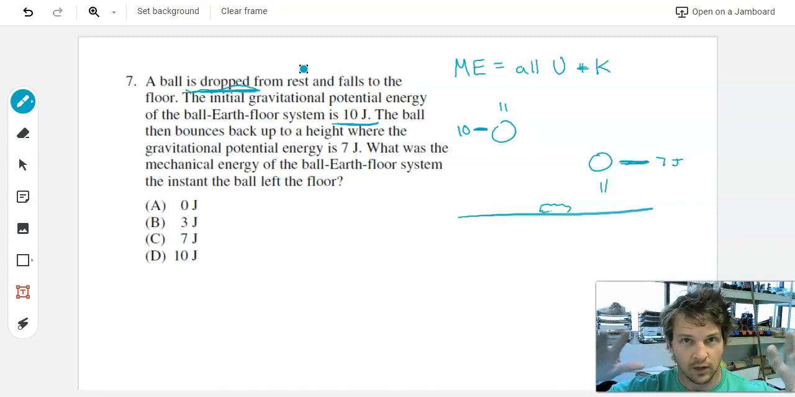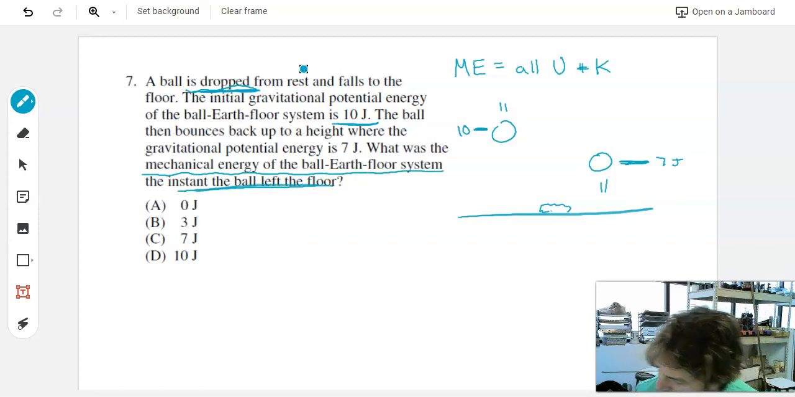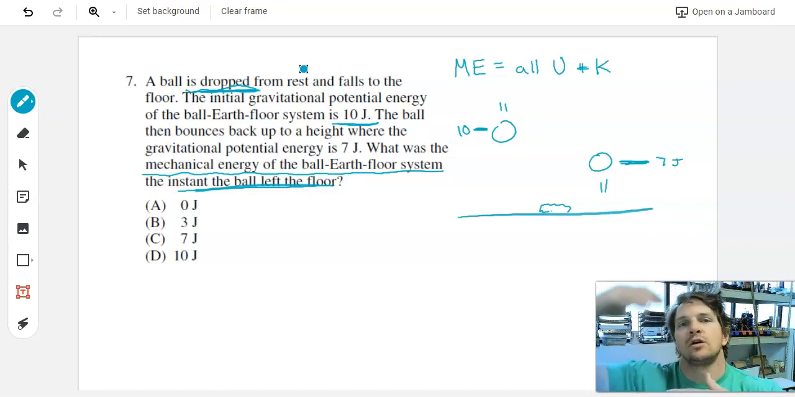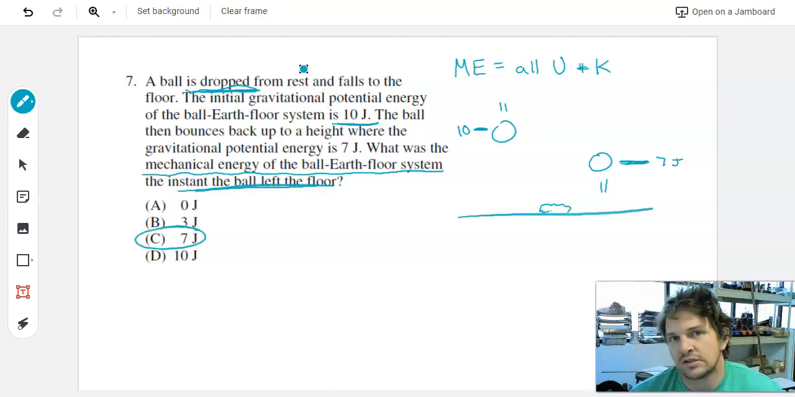So those 3 joules of energy are no longer a part of our Earth ball floor system. Okay? They might be in the floor or something, but even if they're in the floor, that is from heat. That is not part of mechanical energy. So what was the mechanical energy of the ball the instant it left the floor? Well, the instant it leaves the floor, it has to have 7 joules of energy so that it makes it up to that 7 joule mark. Okay, so the answer is C, 7 joules worth of energy.